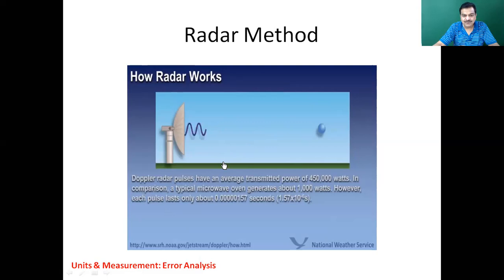Now look more. Radars have an average transmitted power of 450,000 watts. In comparison, your typical microwave oven generates only about 1,000 watts of power. However, each pulse lasts only a fraction of a second. The radar transmits a very high power, but this power is for microseconds.